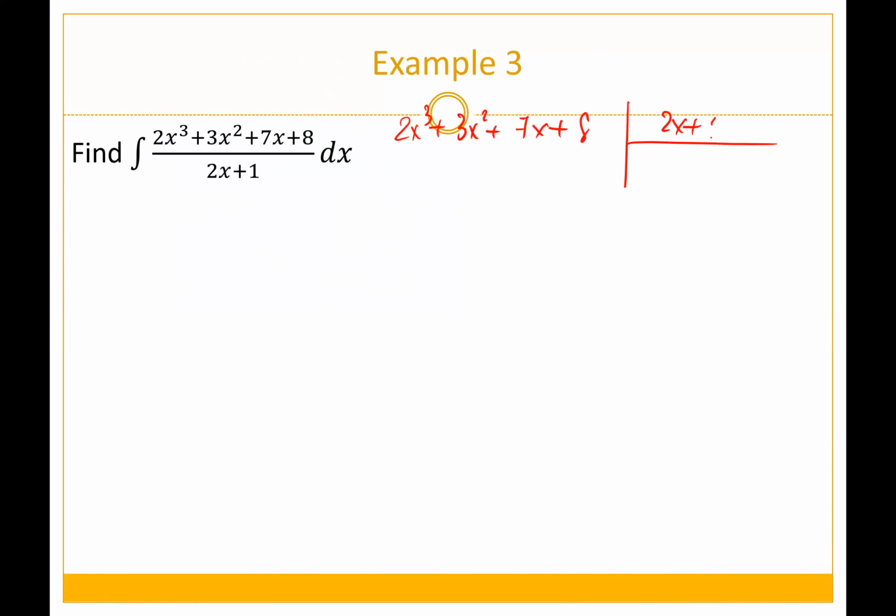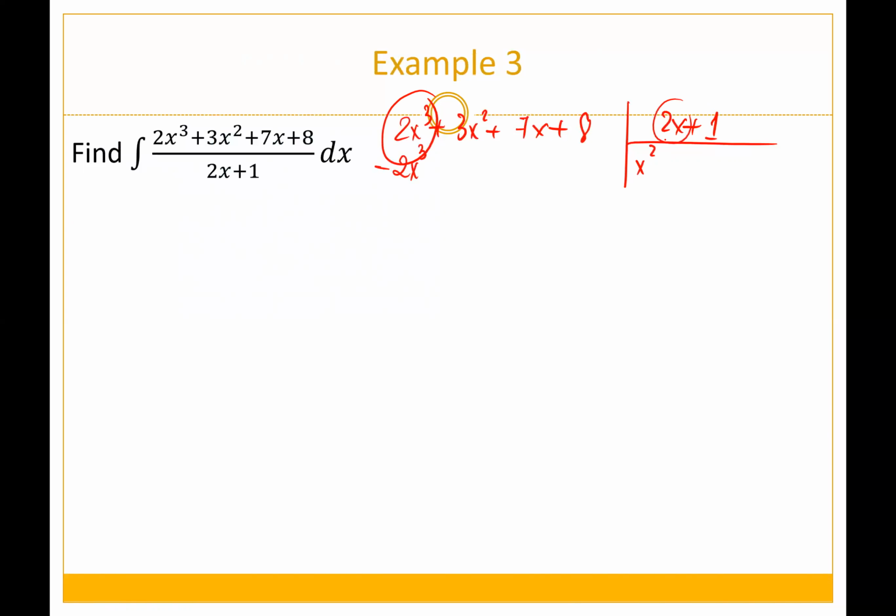Note that if you're missing any term in this, say you have power 3, 2, 1, 0, but you're missing any power in between, just leave that blank there, but do not fill it in with, say, a plus a over here, because it's going to confuse your division. Now, how do you do division? You're going to use the highest power on the left to divide by the highest power on the right. So 2x^3 divided by 2x is going to be x^2.